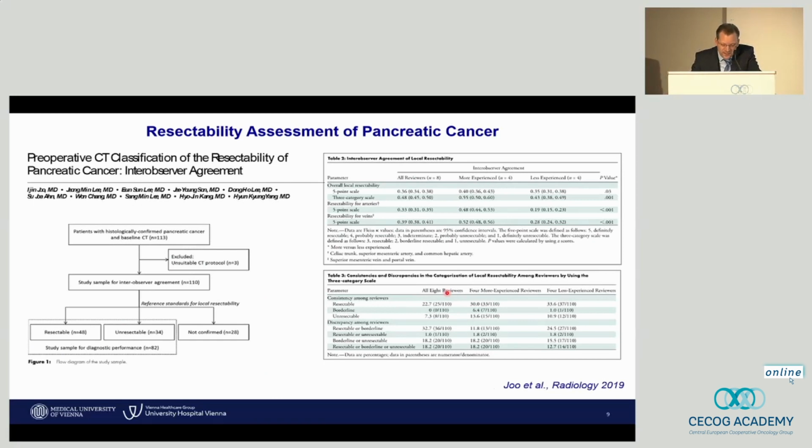this is about subjectivity. In this other study, this group of radiologists looked at CT scans of more than 100 patients with pancreatic cancer, and those were analyzed by eight more or less experienced radiologists. And what comes out in this study, I cannot go into this in detail, but resectability assessment, there was a relatively poor consistency among reviewers and a large discrepancy among reviewers, and only a subset of very experienced reviewers had a high consistency.